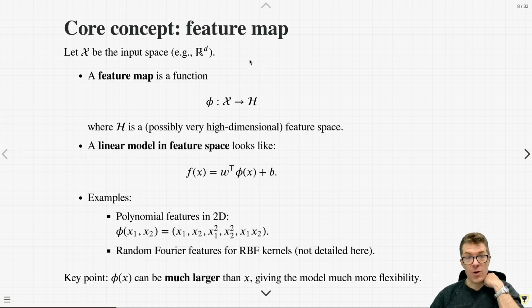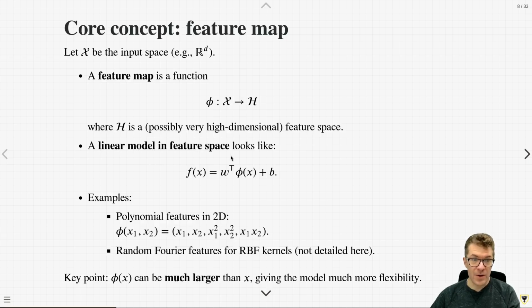So the core concept is this feature map that I just kind of jumped over. If fancy X is your input space, so you have D dimensions in real valued space, x1, x2, all the way to xd, a feature map is this function phi, which maps fancy X onto fancy H. And H is a possibly very high dimensional feature space. So at the very least, normally H has at least one more dimension than X did. So in the previous example, X had 2 dimensions and H had 3 dimensions.